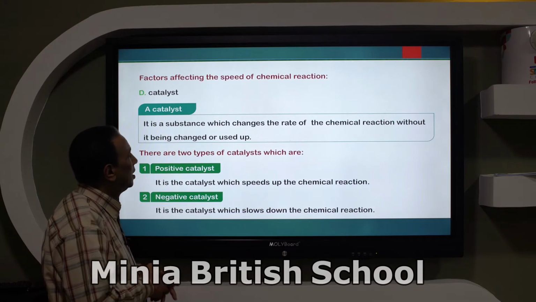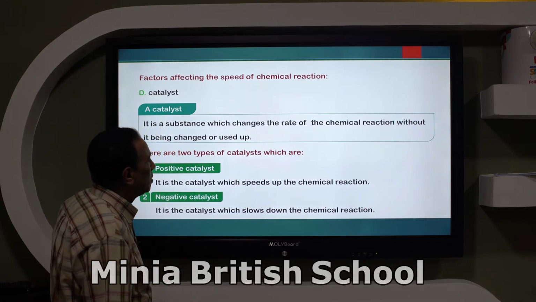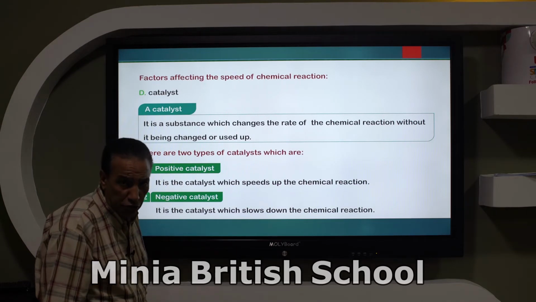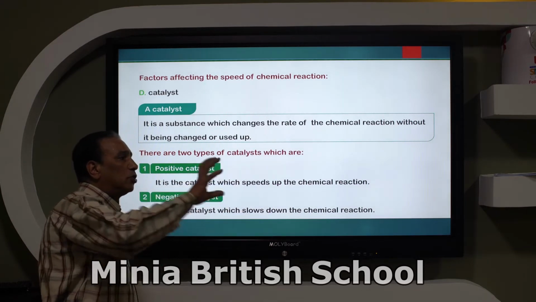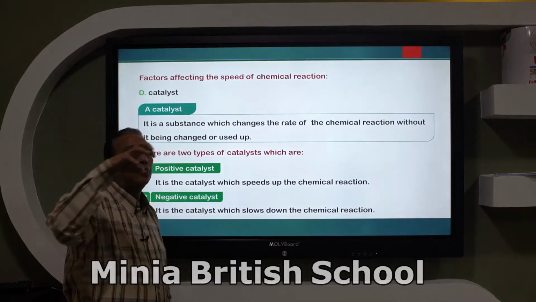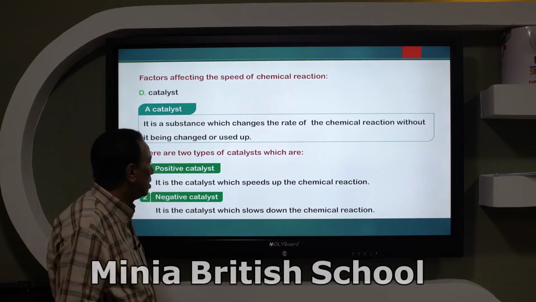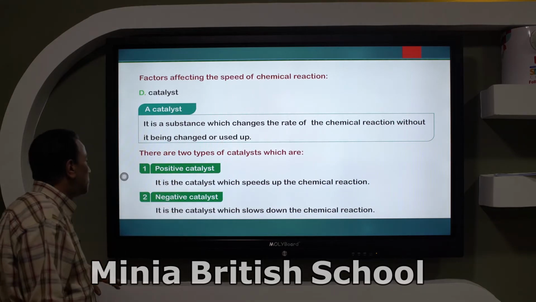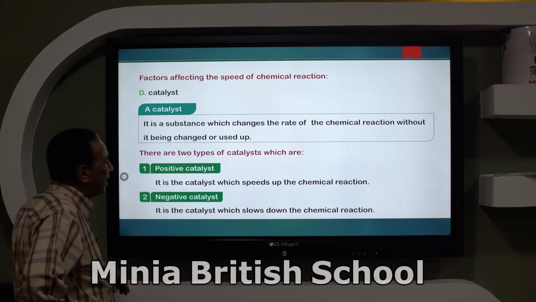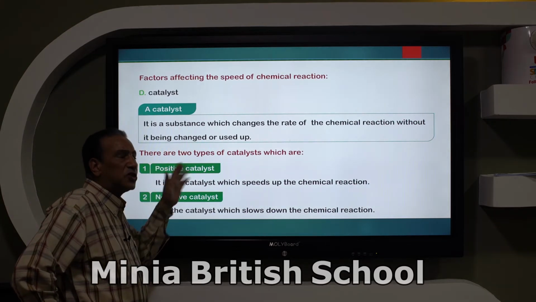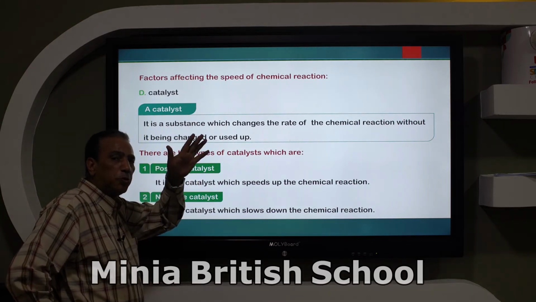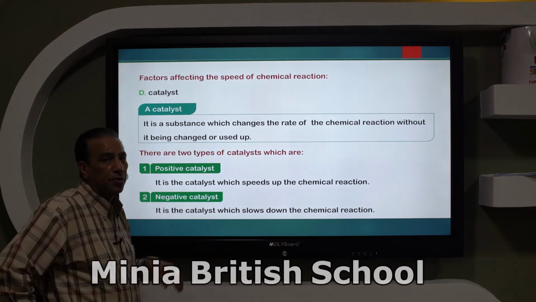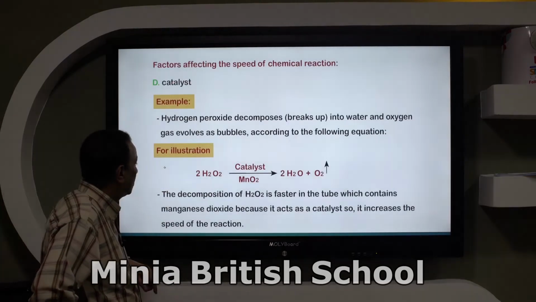What about the catalyst? The catalyst is a substance used to change the rate of the chemical reaction without itself being changed. Meaning, while entering the reaction, it will not change in its nature or its composition. We have two different types of catalyst: the positive catalyst and the negative catalyst. A positive catalyst speeds up, increasing the speed of the chemical reaction. A negative catalyst slows down the chemical reaction.